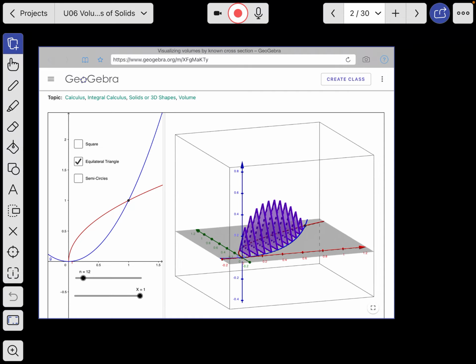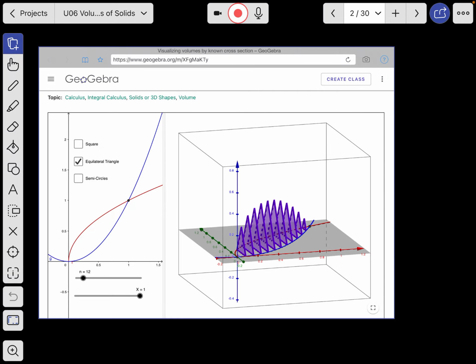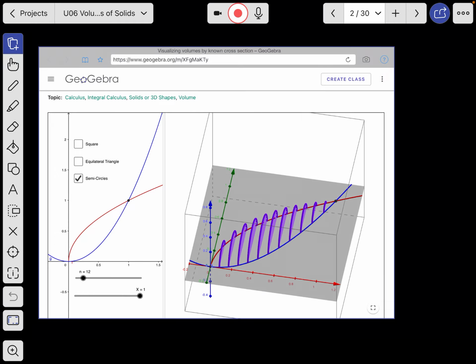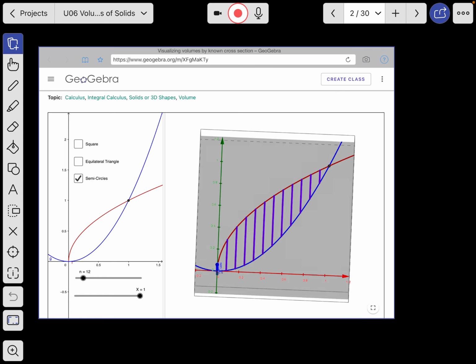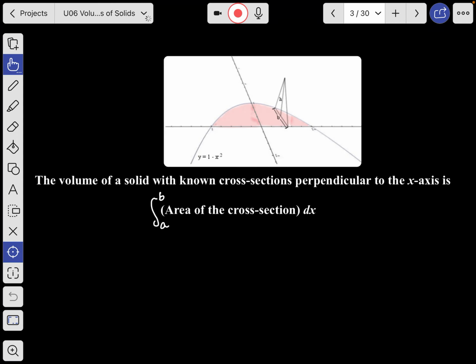So we're going to look at squares. We're also going to look at equilateral triangles, nice, and semicircles. So you need to know the area of each of these shapes. All right, so let's get started.